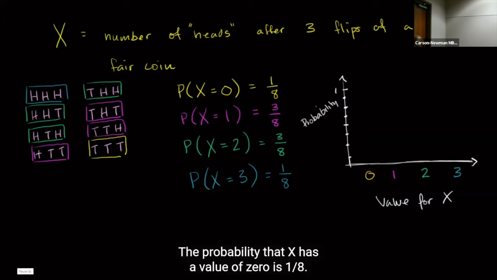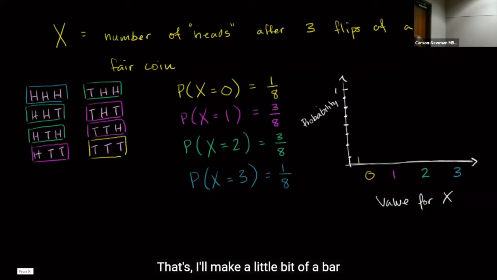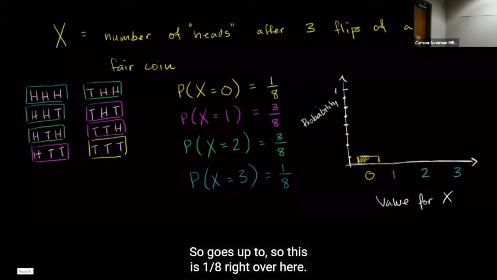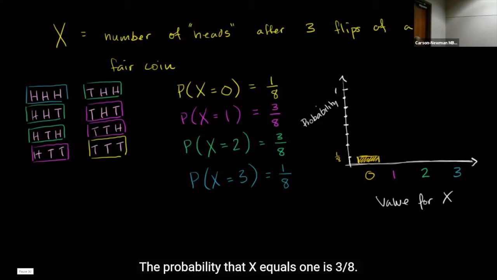The probability that x has a value of 0 is 1/8. I'll make a little bit of a bar right over here that goes up to 1/8. The probability that x equals 1 is 3/8. So that's 2/8, 3/8 gets us right over there. So let me draw that bar.